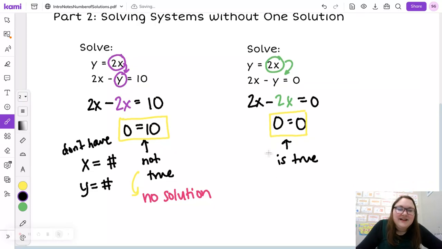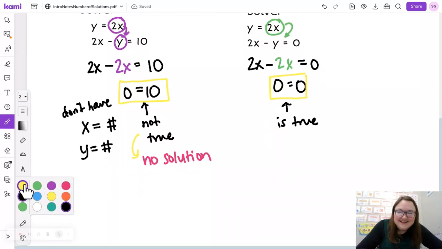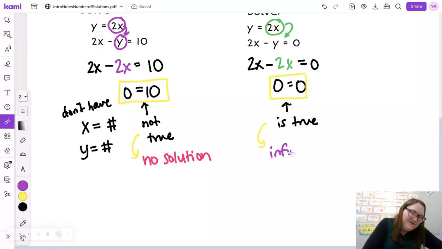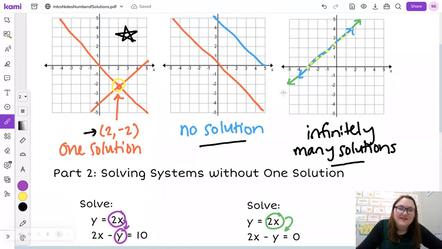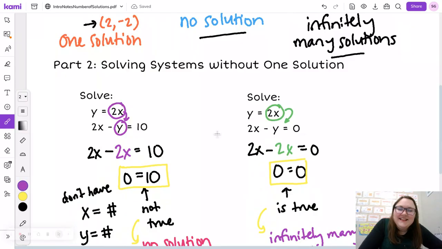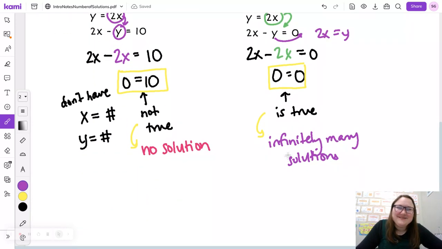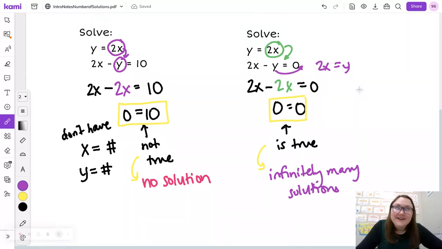If you're left with a result that is true, this is going to help us know that this system has infinitely many solutions. If I were to graph this system, it would look like this last graph right here, where they have the same graph, the same line. That's because these equations look different, but they're actually equivalent equations. For that second equation, if I move y to the other side, it's just 2x equals y. It's the same equation. And so there are infinitely many possibilities where they would be a solution to both equations, because they're the same.